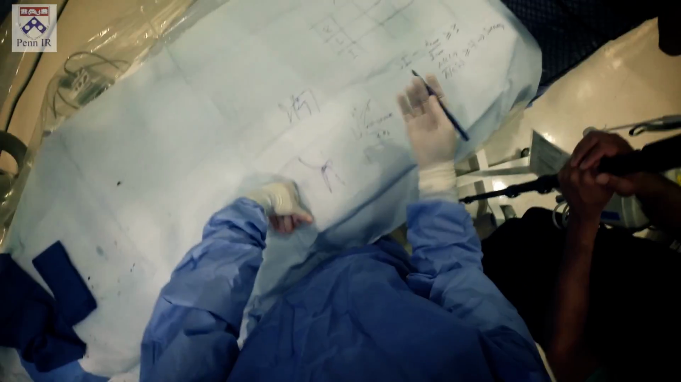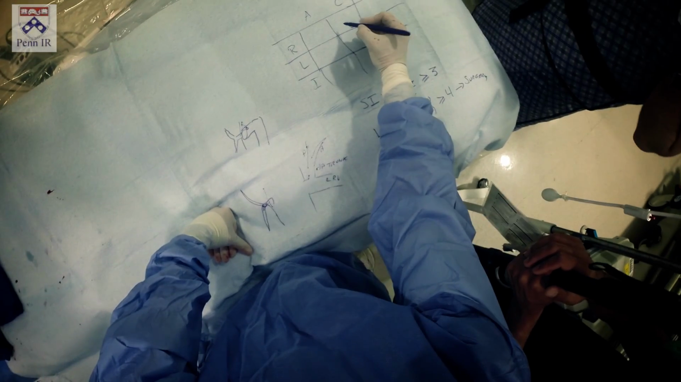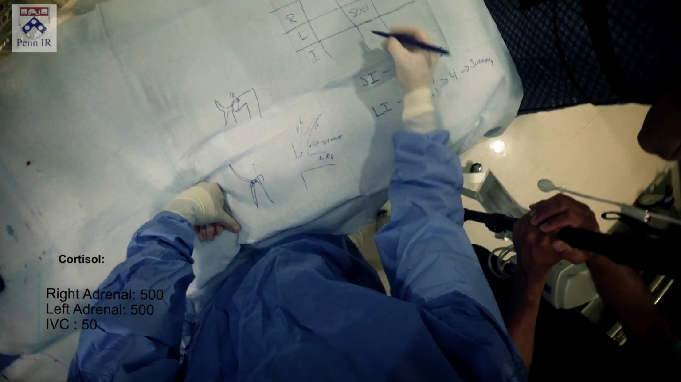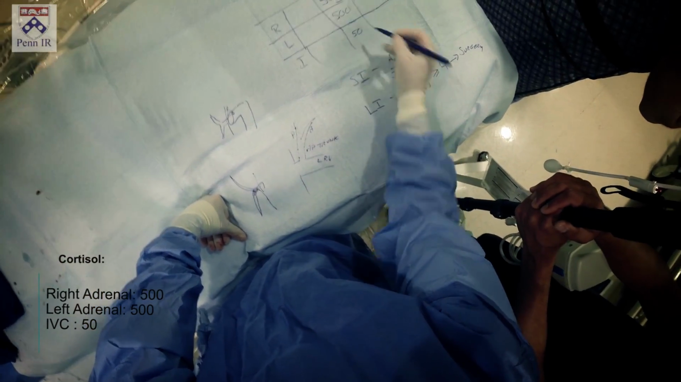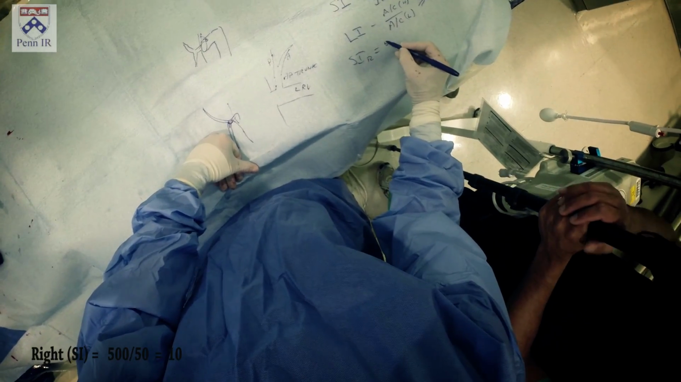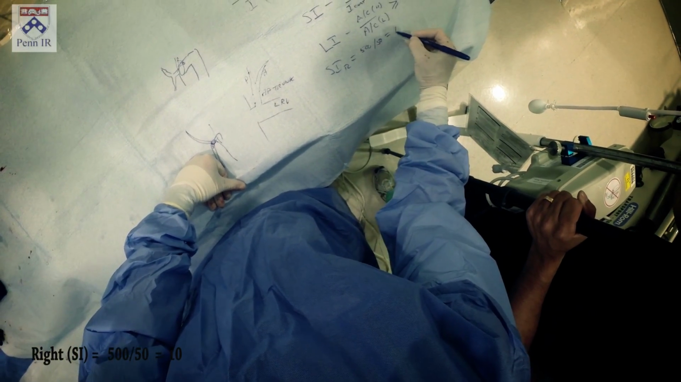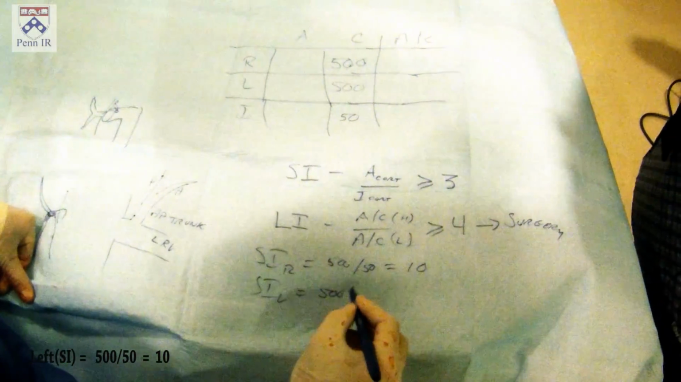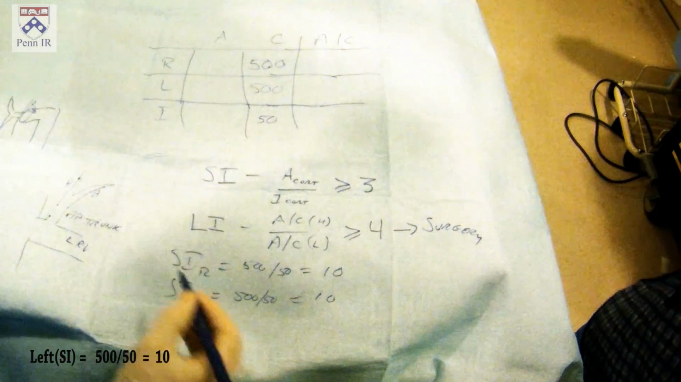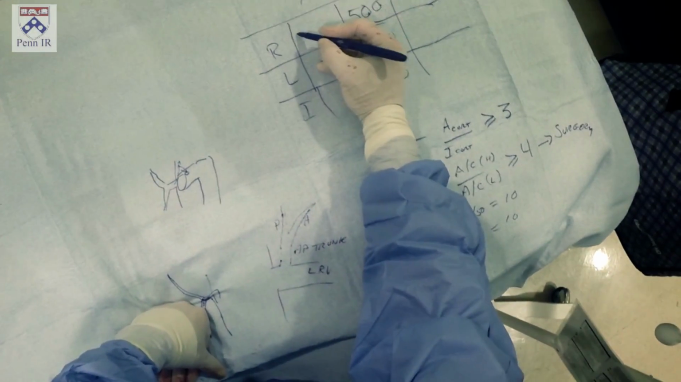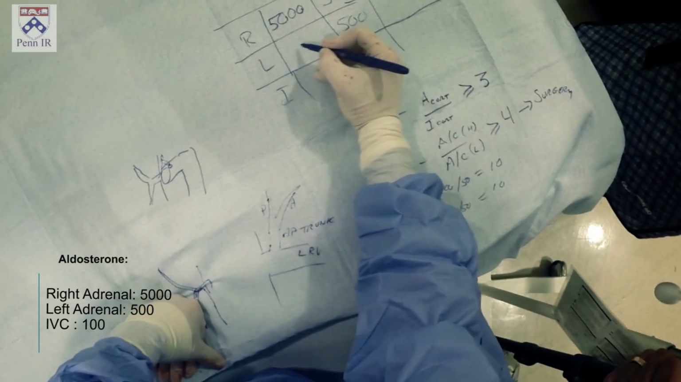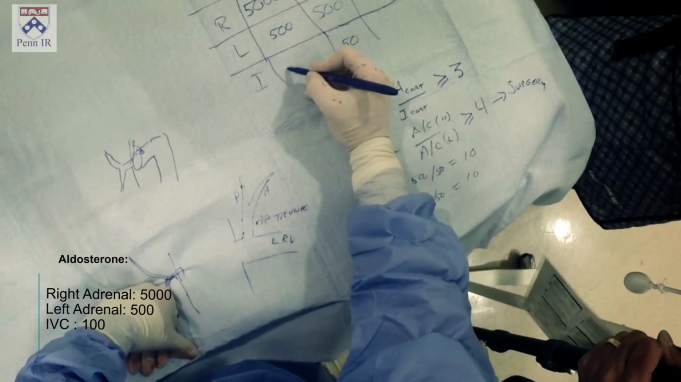Okay, so just to make some things up, let's just say that our cortisol is 500, and in the IVC let's just say it's 50. So our selectivity index is 10. Okay, same thing for the left. Now, this guy's got a right-sided mass, so we'll assume that this is a functional mass. So let's just say that his aldosterone from the right side is going to be 5,000. And from the left side, let's say it's going to be 500. And in the IVC, 100.